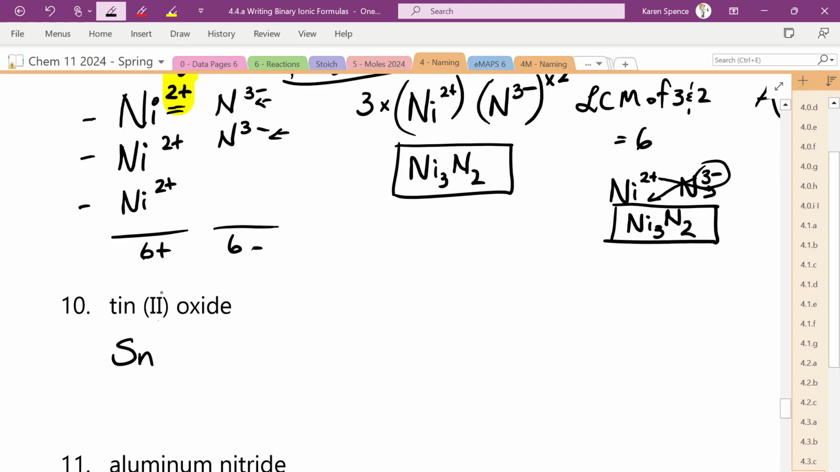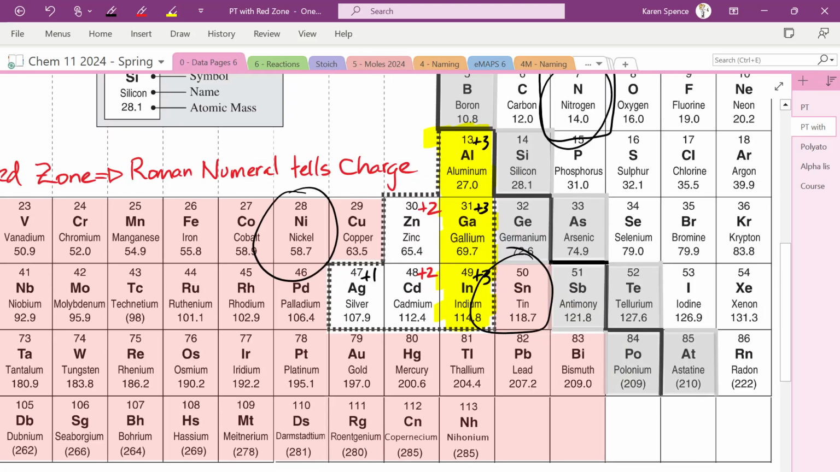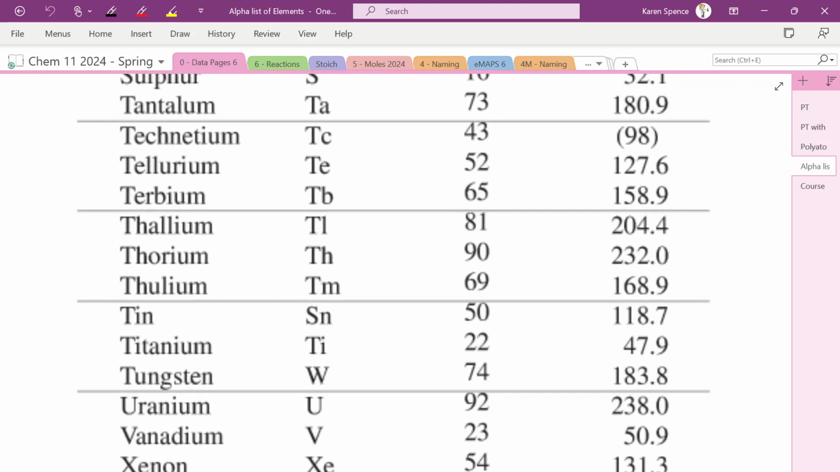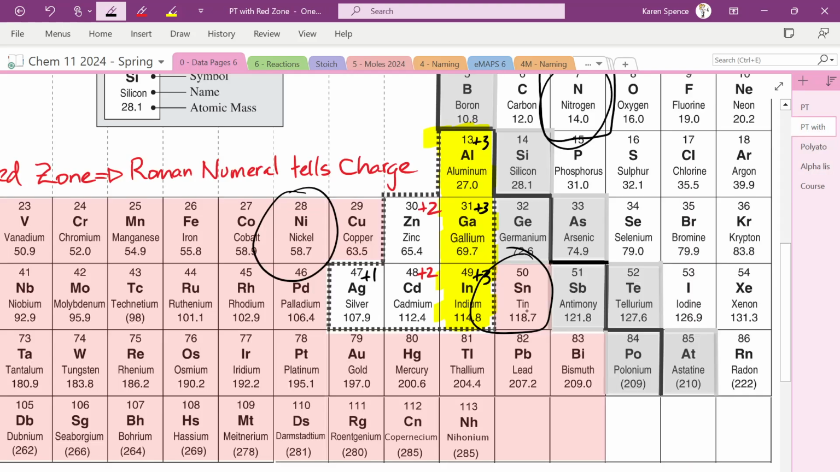So again, tin. If we look up tin, the other way to do it is to go and find the alphabetical listing, and you can say tin is Sn, and that's on the back of your periodic table. If you don't remember that, that's fine. And if you're wondering where it is on the periodic table, it is number 50. So you can go back to the other page and find it.